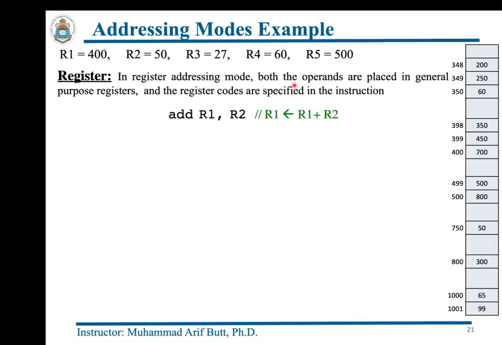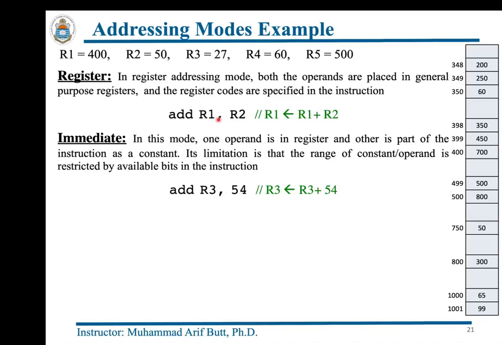In register addressing mode, both the operands are placed inside general purpose registers, and the register codes, of course, are specified inside the instruction. So this is the register addressing mode. Both the operands are inside the registers.